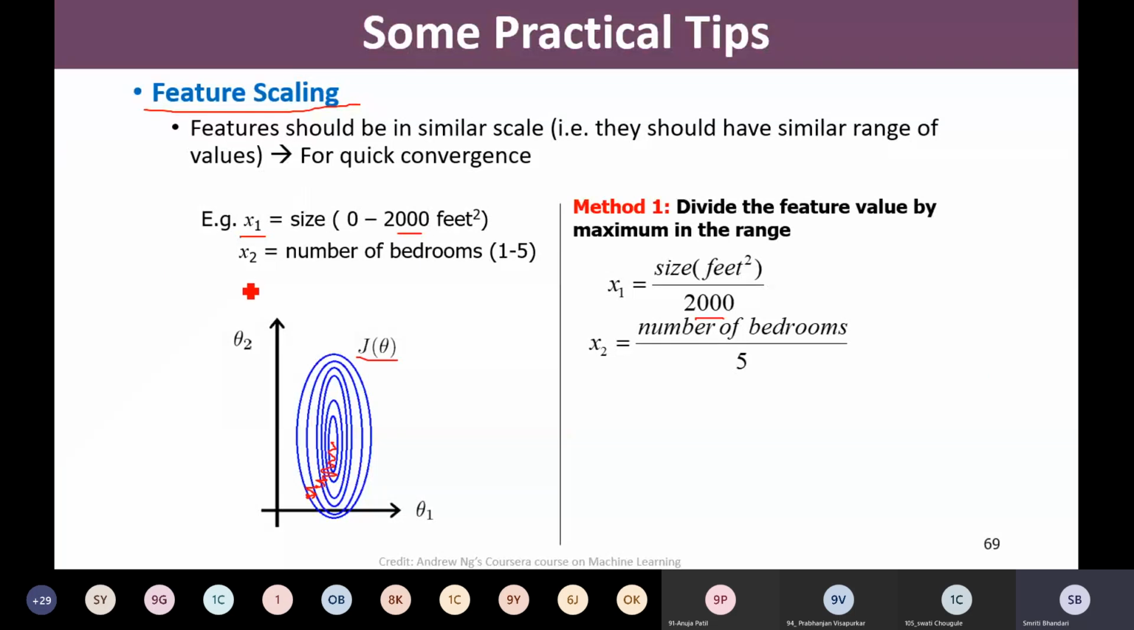Similarly, for the other feature x2, which denotes the number of bedrooms, we take the actual feature value divided by the maximum value in the range, so divided by 5. This is how we compute the new values for x1 and x2, or rather the new values for the features.